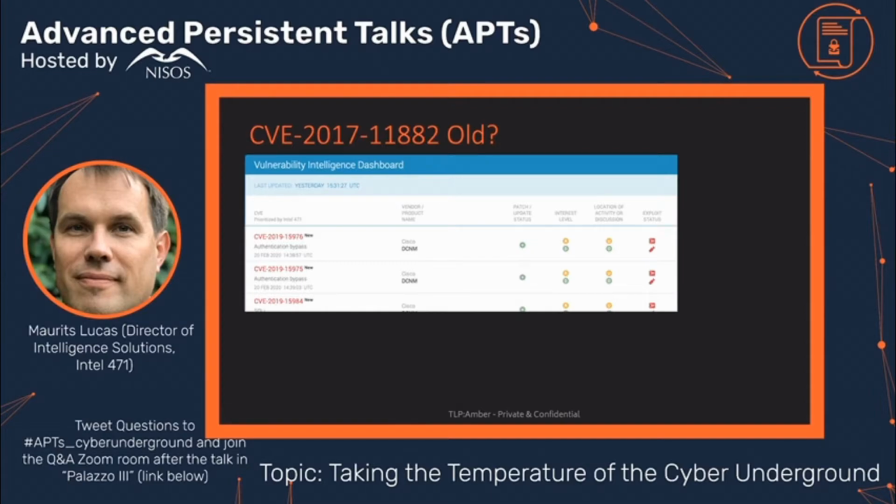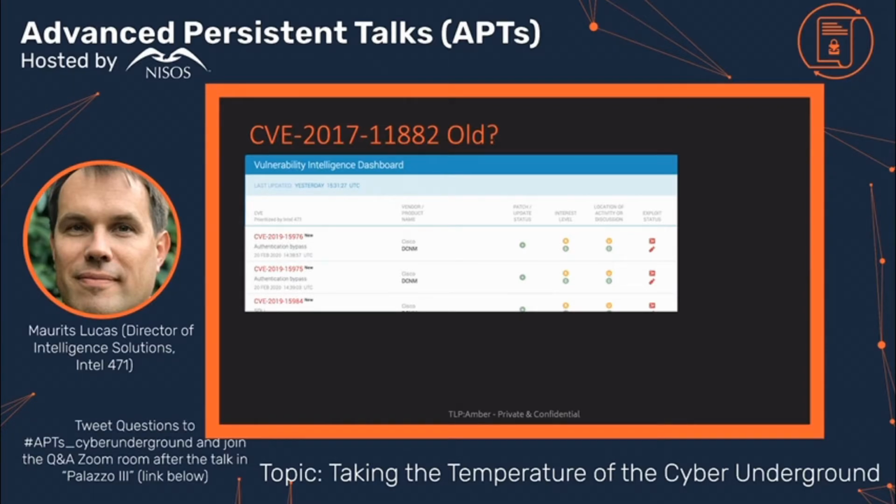And one way of looking at this is looking for state changes in actors discussing or being able to exploit certain vulnerabilities. So what we're looking at with this vulnerability intelligence dashboard is we're looking for vulnerabilities where something has changed, which means that actors may not be able to exploit this yesterday, but they will be tomorrow. So today is a good day to start patching.